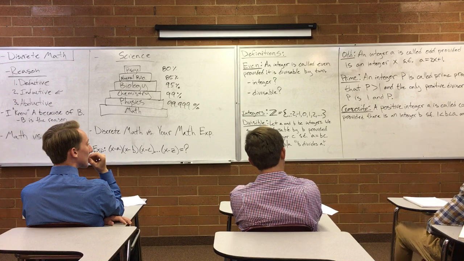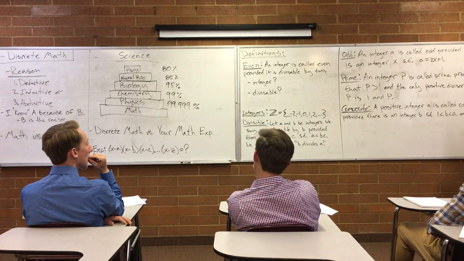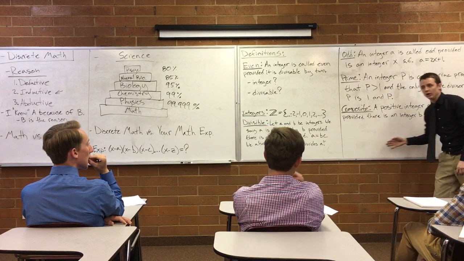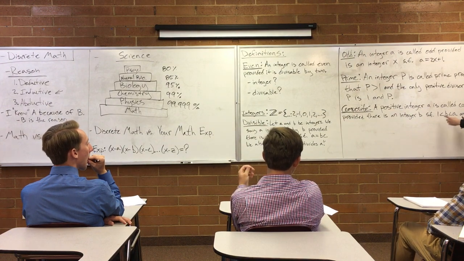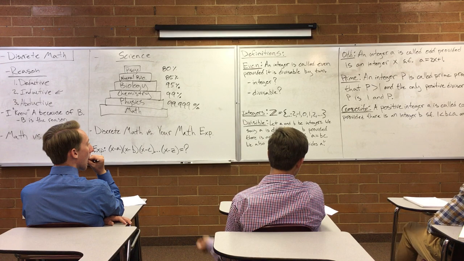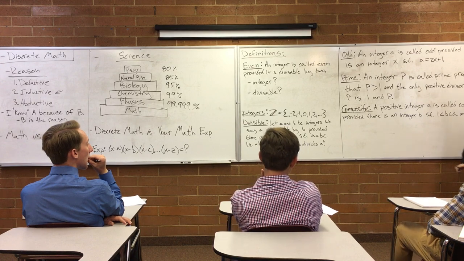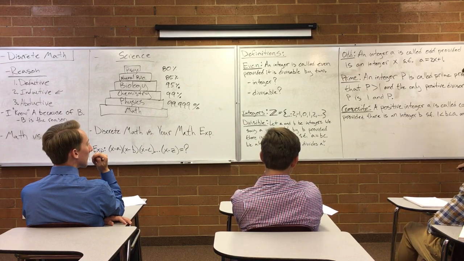It's just a test to see if a number is composite. Or they might say, prove a composite number is... If you're proving with composite numbers, you know that you can use this information and this information. So that's what a composite integer is.